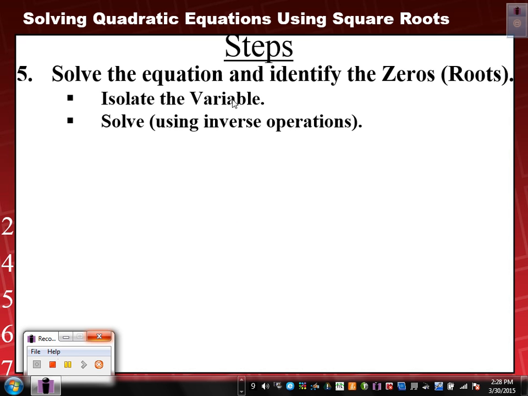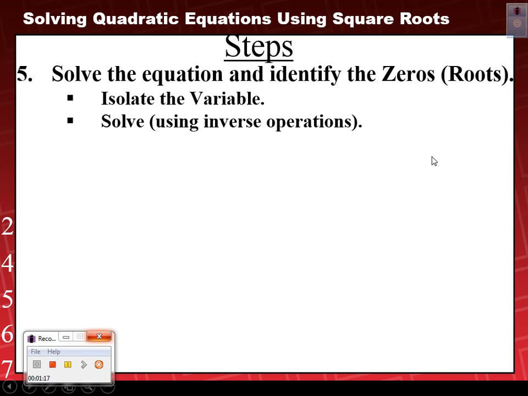All right, here we go. The 2 steps that we're going to work on today are isolate the variable, which means leaving the variable by itself. How do we do that? To solve for the variable, we use inverse operations. So, with that said, copy this down.